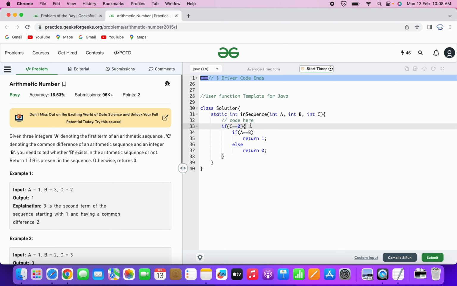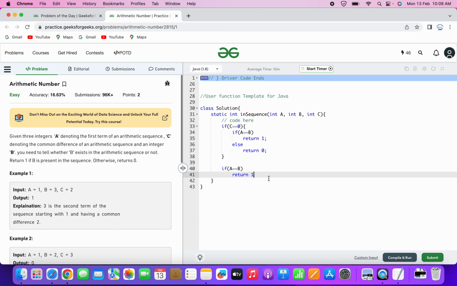Now next one, you can directly check if A is equal to B directly. If A is equal to B, then at that moment we do not have to worry about what is C, because B is already that starting point of the sequence, that is A itself. So if that is the case, then here also we can directly return 1.